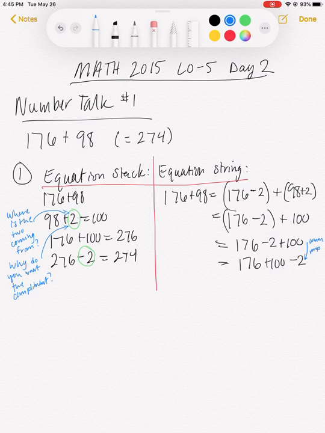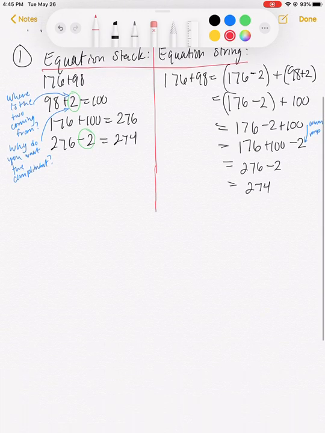The commutative property. Now we can add the 176 and 100 together to get 276 minus 2 is equal to 274. Notice that every part of the right side of my equation string, all those parts of the equations, are equal, and they've modeled each of the thoughts of the student. That's my first strategy.